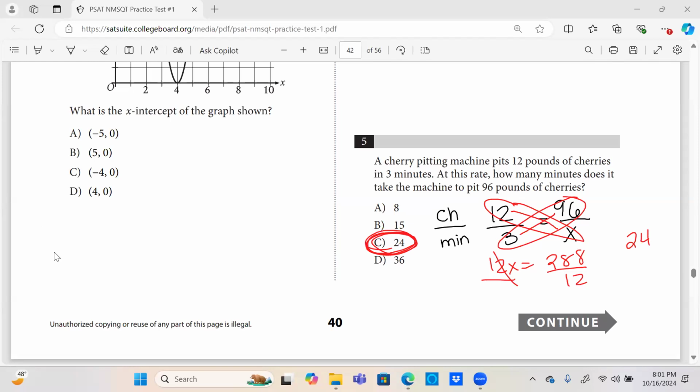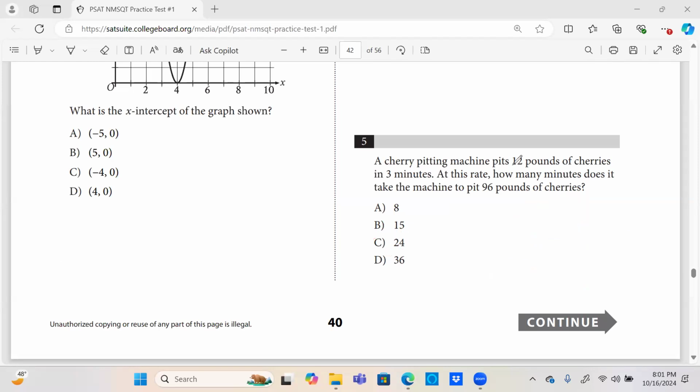All right. The other way you can do that is to say, okay, 12 pounds in 3 minutes. So 12 divided by 3 means it does 4 pounds in 1 minute. So how many minutes will it take to do 96?